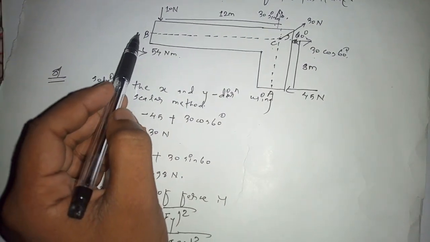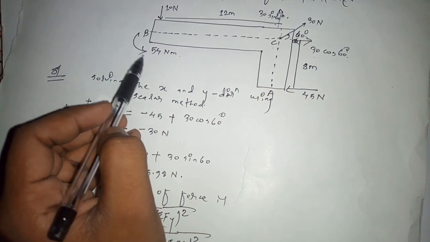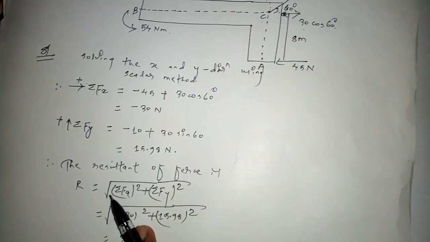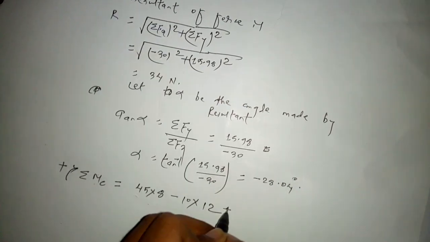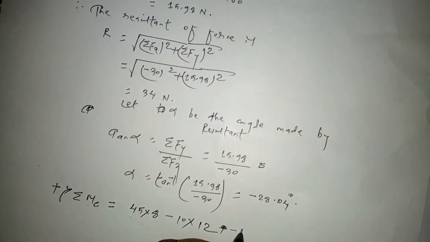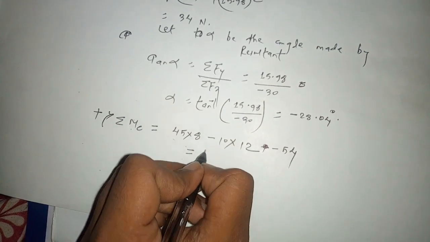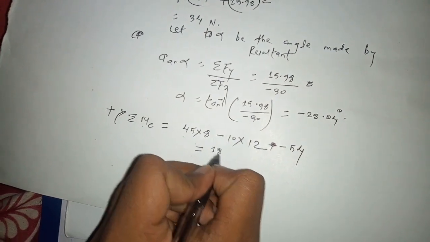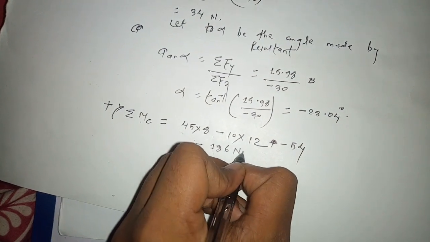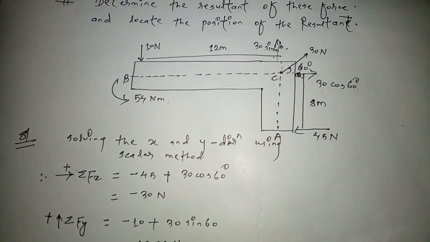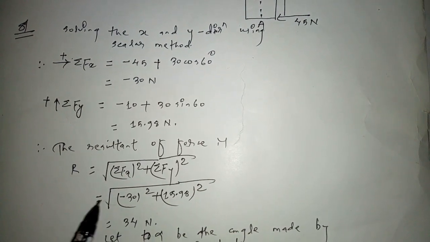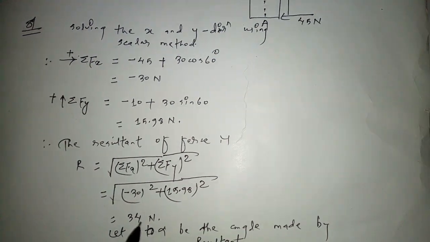Look here guys, the couple is in the anti-clockwise direction, so we have to write a negative sign with 54 newton meter. So after solving, I got 186 newton meter.